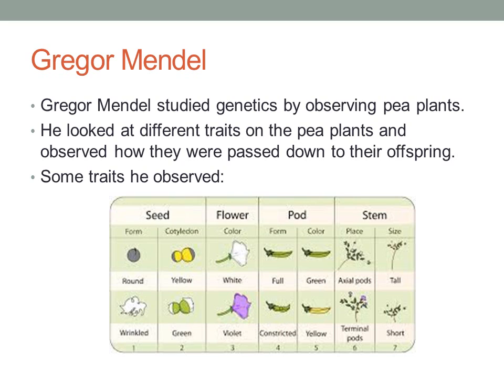He observed the form of the seed, which could be round or wrinkled. He observed the color of the flowers, which could be white or violet. He observed the color of the pod, which could be green or yellow. He observed the stems, which could be tall or short, and many other traits as well.